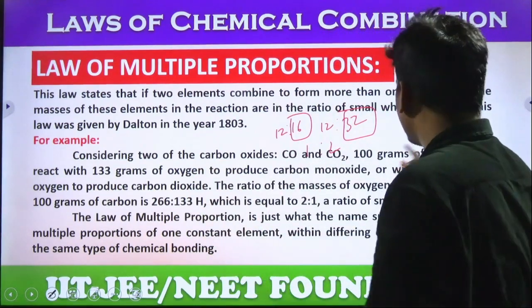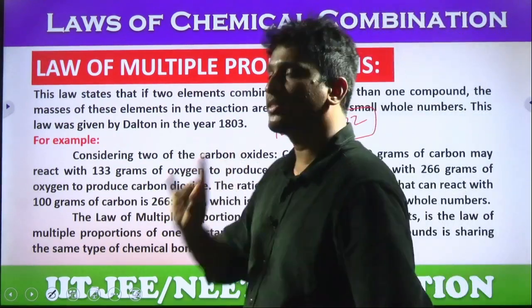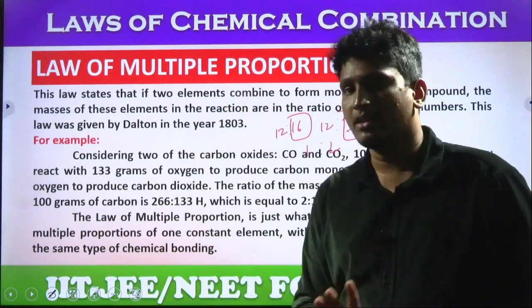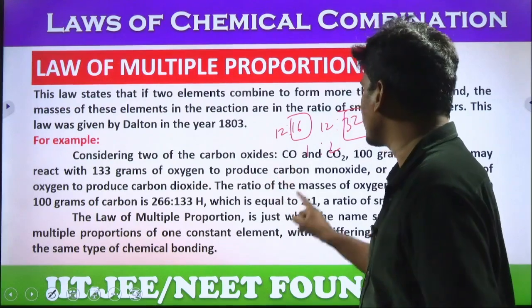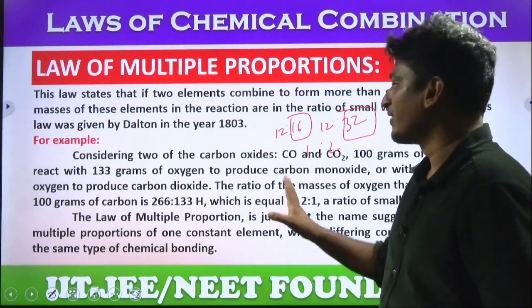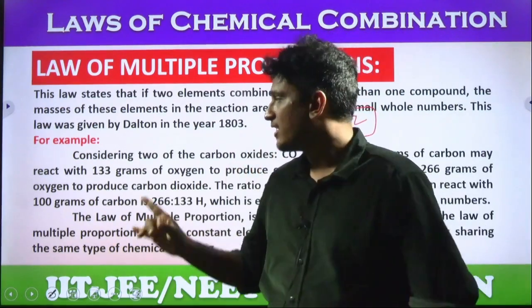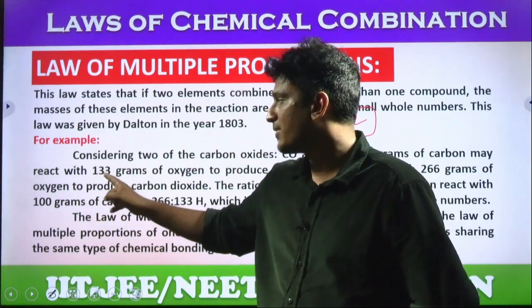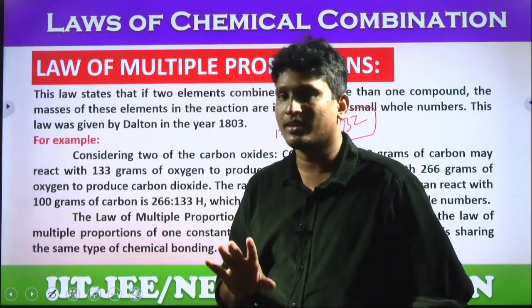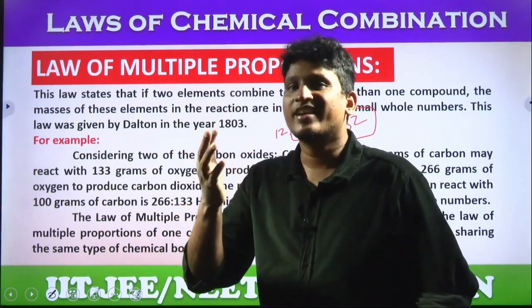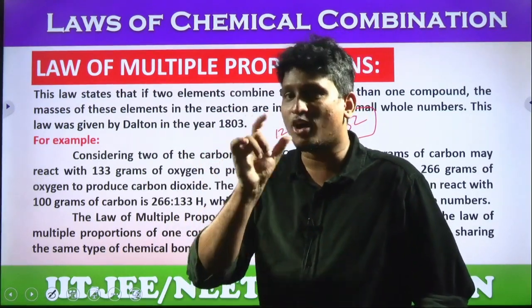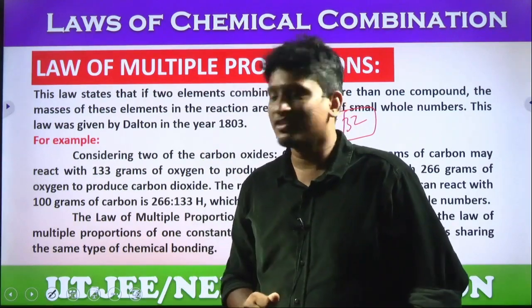So 100 grams of carbon react with 133 grams of oxygen. Okay, 100 grams of carbon reacting with 133 grams of oxygen produces carbon monoxide, CO, correct. Now you answer, students: if 100 grams of carbon combines with 133 grams of oxygen to form carbon monoxide, then to form carbon dioxide, 100 grams of carbon reacts with how many grams of oxygen? You answer.